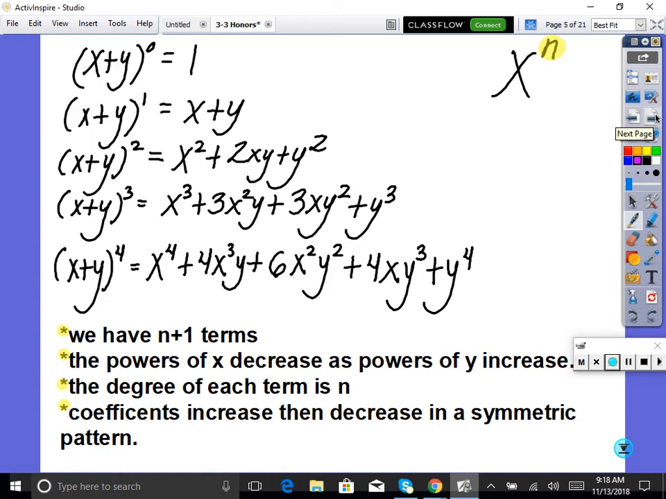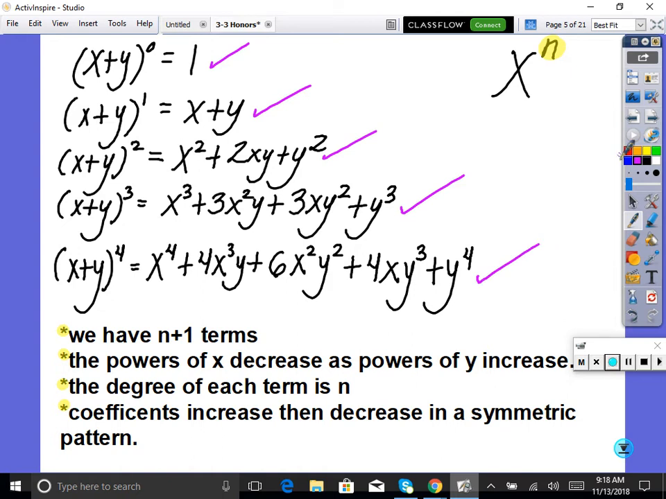So I'm just going to show you here, just looking here, this we don't need to write down. I'm trying to get you to see some patterns. So we have (x + y)^0, that multiplies out to be 1. (x + y)^1 multiplies out to be x + y. (x + y)^2 multiplies out to be that. (x + y)^3 multiplies out to be that. (x + y)^4 multiplies out to be that. Now let's see if we can notice some patterns here.